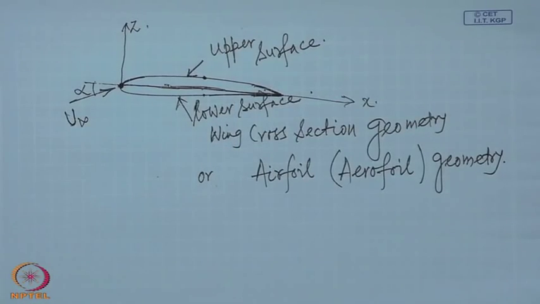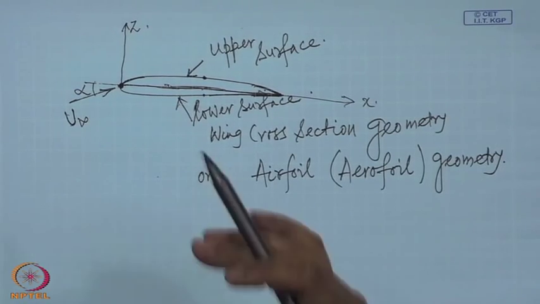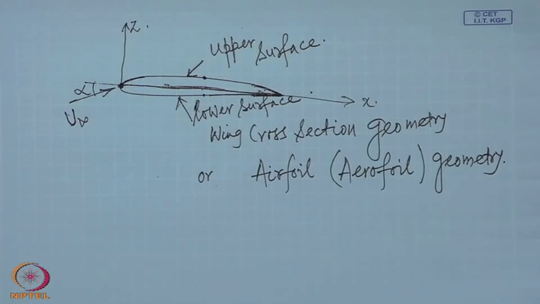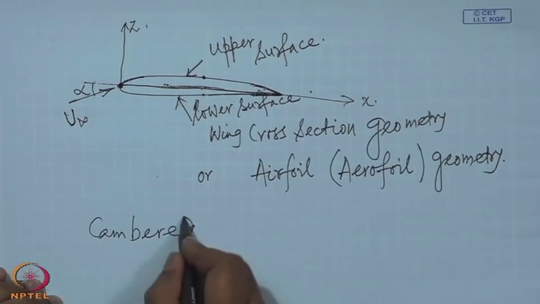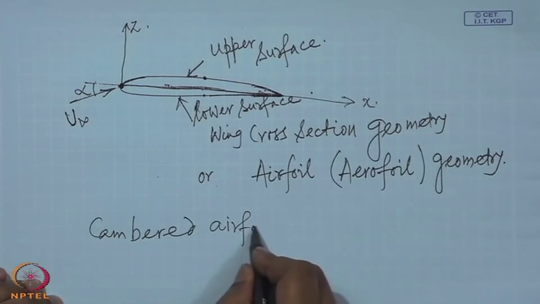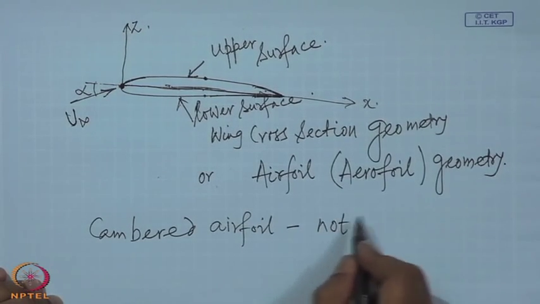If the chord does not divide the airfoil into two symmetric halves, that is, the upper half and the lower half are not symmetric with respect to the chord, then the airfoil is called a cambered airfoil. If it is symmetric, that is if the chord is exactly at the middle of the airfoil, then the airfoil is called symmetric. So, airfoils can be either symmetric or asymmetric, which is called cambered. C-A-M-B-E-R-E-D, cambered airfoil. It is not symmetric about the chord.